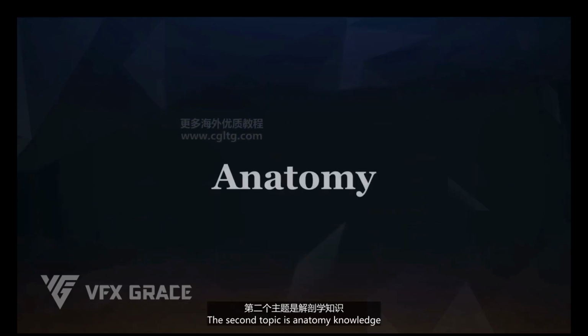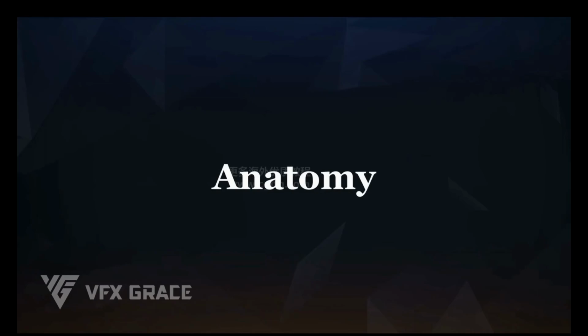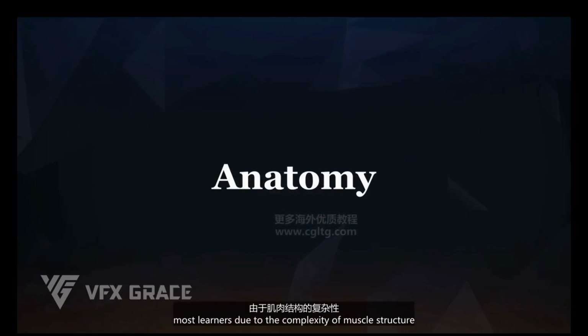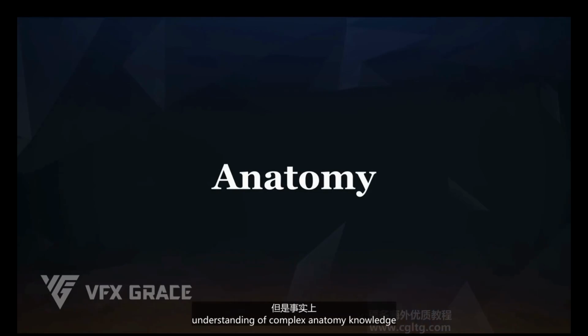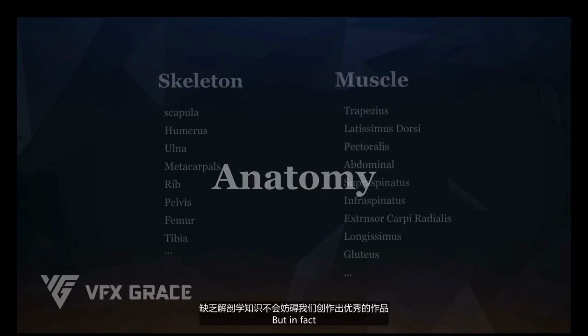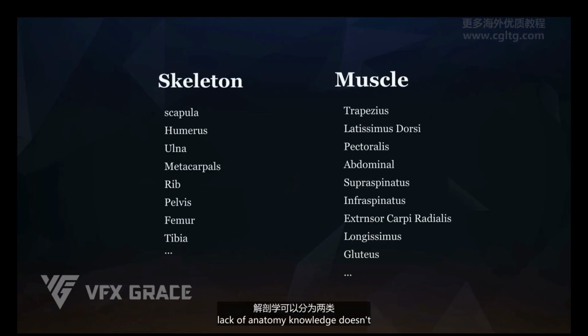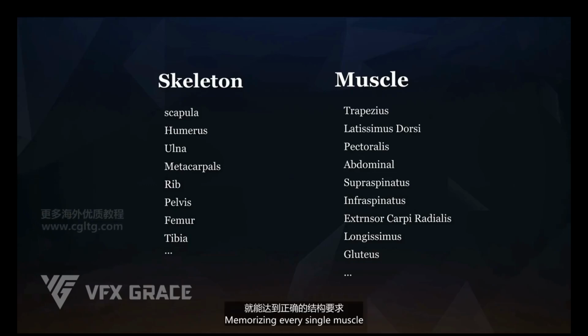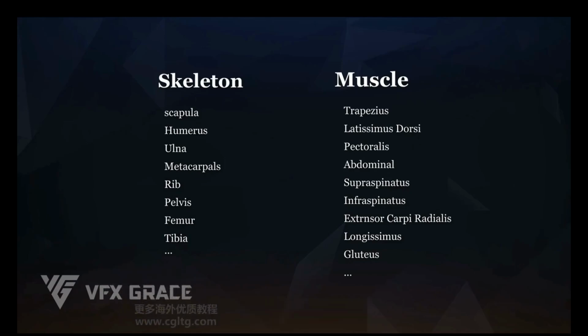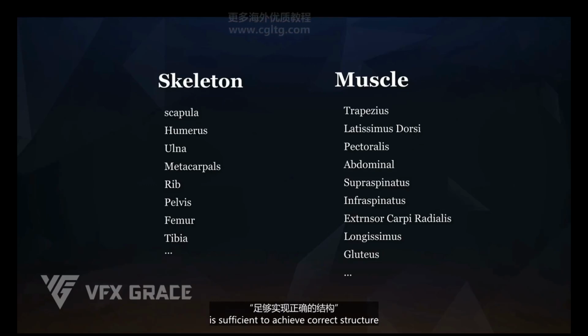The second topic is anatomy knowledge. Undoubtedly, this poses a challenge for most learners due to the complexity of muscle structure. It's difficult to develop a solid understanding of complex anatomy knowledge. But in fact, lack of anatomy knowledge doesn't hinder us from creating excellent works. Anatomy can be divided into two types: medical anatomy and artistic anatomy. Memorizing every single muscle, gland, and organ is required for a doctor. However, for us, acquiring some necessary anatomy knowledge is sufficient to achieve correct structure.